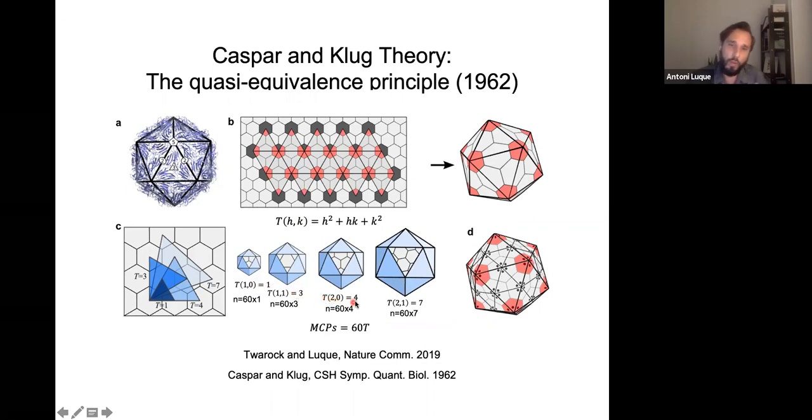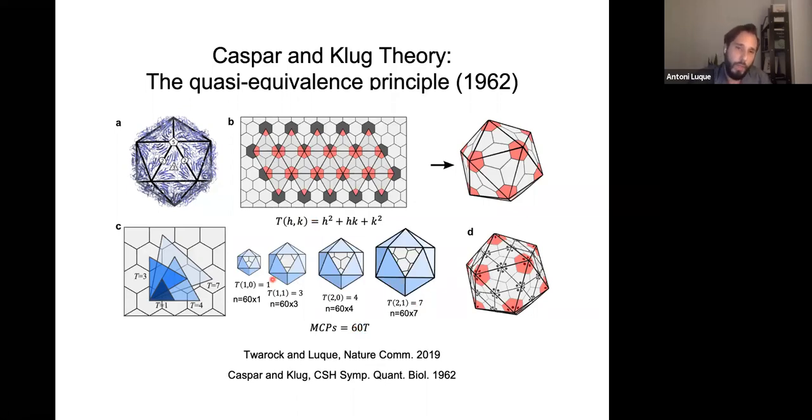When you do 2, 0, you get T4. When you do 2, 1, you get 7, and you have a sequence that keeps growing. One of the most important findings that they did for the field is to relate this T number with the number of major capsid proteins that you would need to build a capsid.